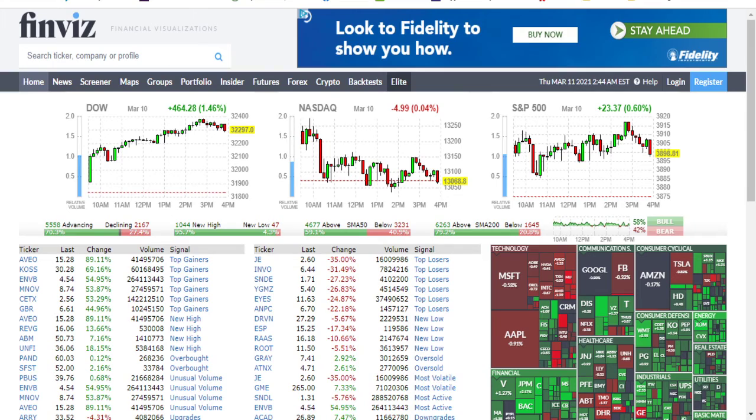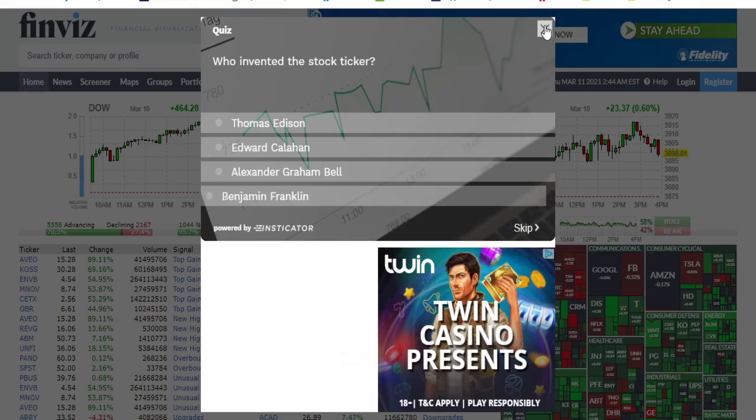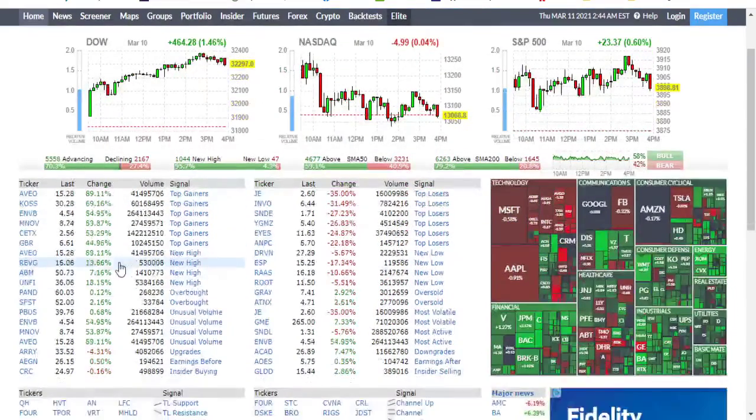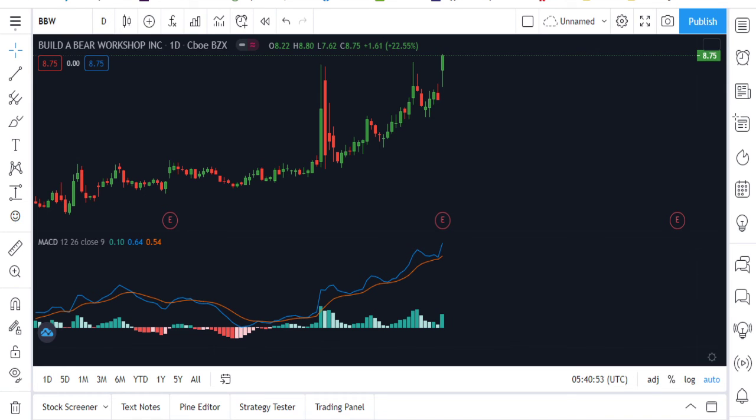Use finviz.com to screen for your next favorite stock that you want to trade. You could also check out the top gainers, check out the ones that made new highs. Ones that have made new highs have potential to keep going up. Don't quote me on it. But these two sites are really good to use. Finviz, tradingview.com, really great sites. Highly recommend them. Do all your chart work on there.